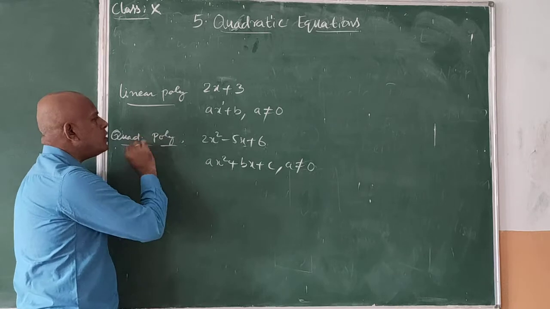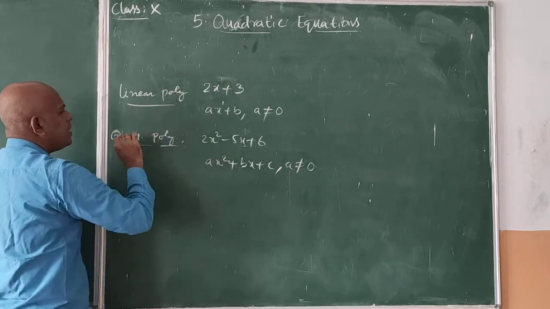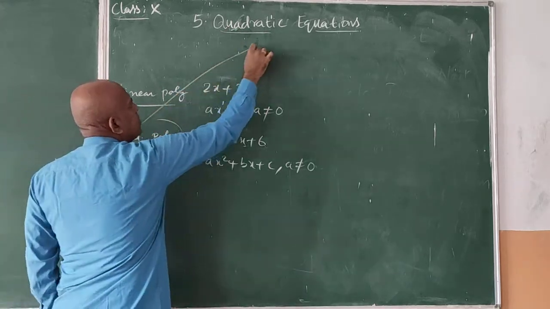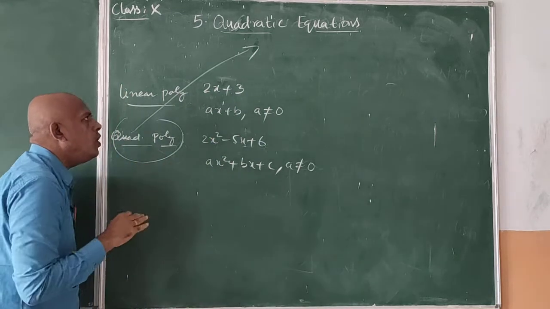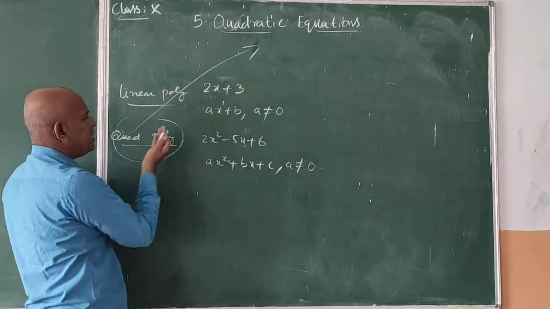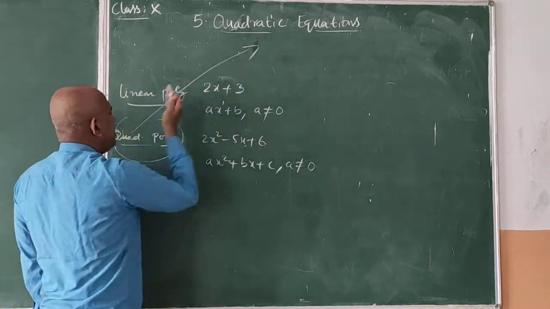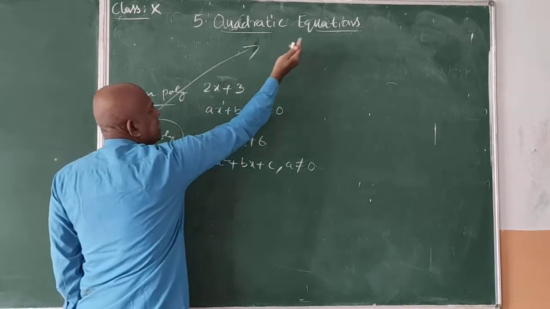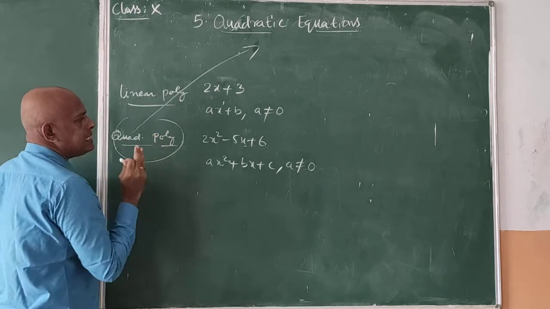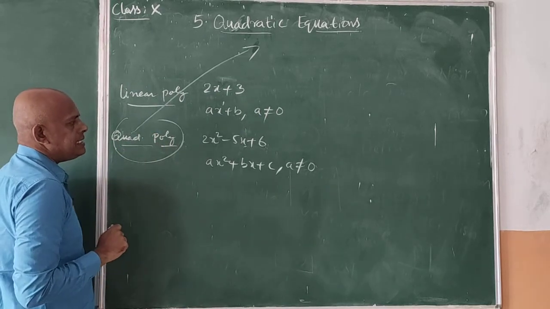But we have to connect with the quadratic equation. So we have the quadratic polynomial and the quadratic equation. How is the quadratic equation connected with the quadratic polynomial? Here quadratic, here quadratic. One is a polynomial, the other is an equation. Equation means it contains the symbol is equal to.